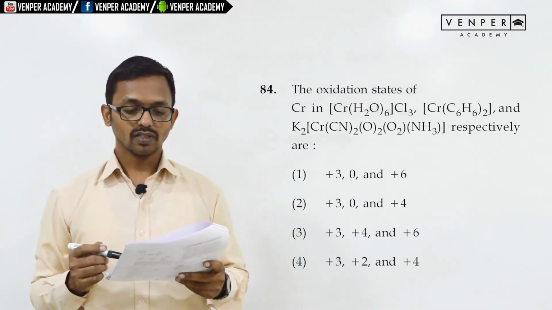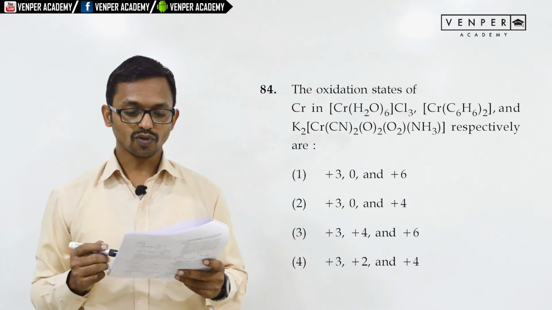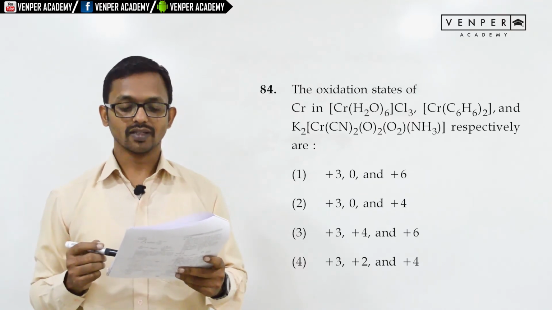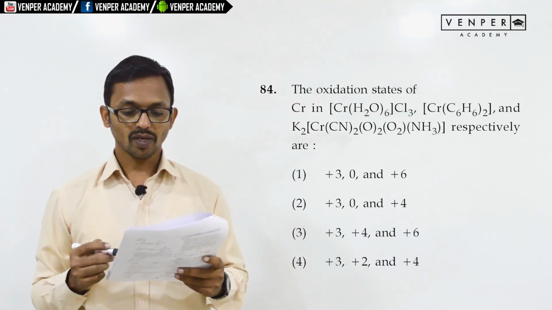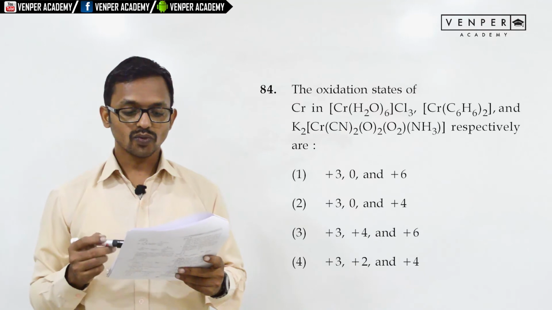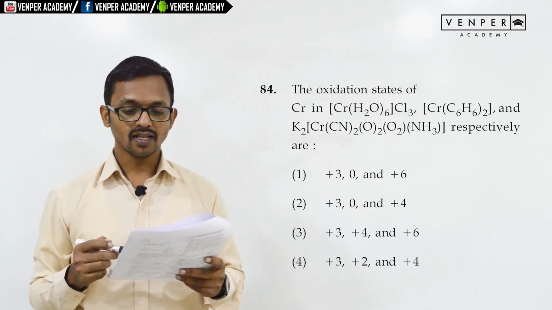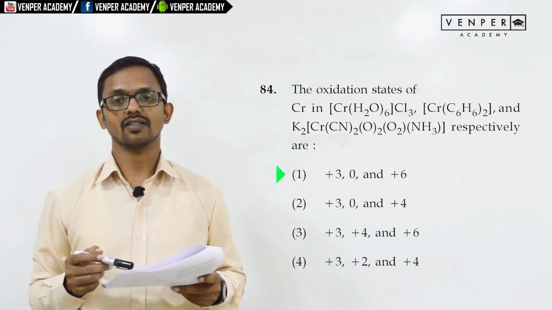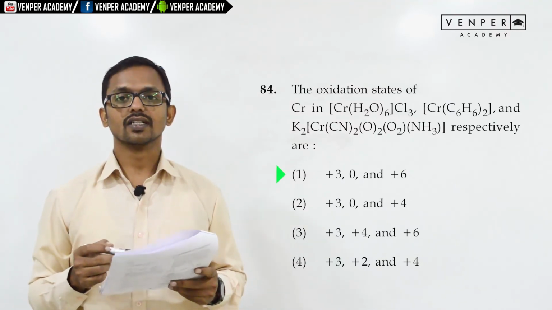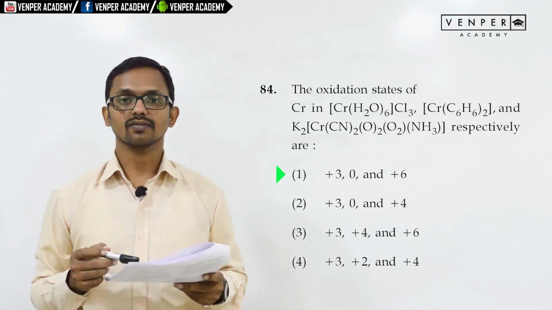Question number 84. The oxidation states of chromium in the given complexes. So we have 3 complexes. Let's see the chromium oxidation state. The first one has +3 oxidation state, the second one has 0 oxidation state, and the third one has +6 oxidation state. So option 1 is the correct answer for the 84th question.